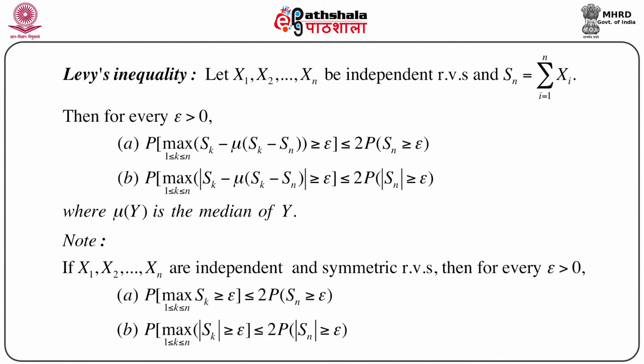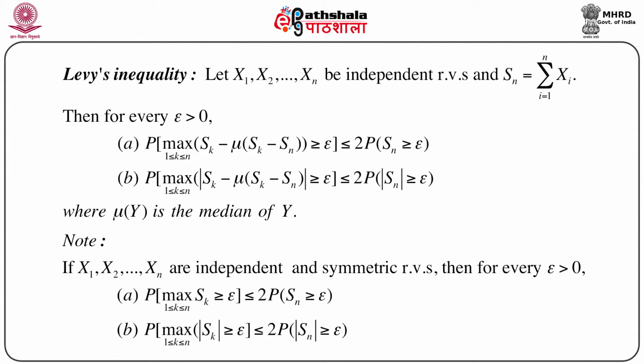Now with this, let me state the famous Levy's inequality. I will tell you one important feature of this inequality just after stating it. Suppose x1, x2, ..., xn are independent random variables, and we define Sn as the summation of xi, i equals 1 to n. Then for every epsilon greater than 0, however small, we have two inequalities, one with respect to sk, another with respect to the modulus of sk.